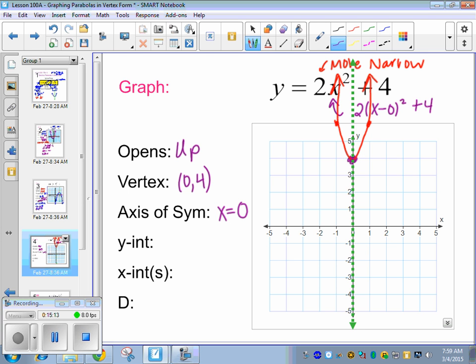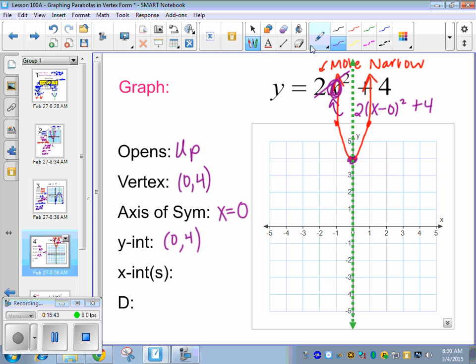X equals 0 right now, right? Do we have any x-intercepts? No, no x-intercepts. Do we have a y-intercept? Yeah, right? We have a y-intercept. So Zach, what would the y-intercept be? 0, 4, right? Same as the vertex. All we did was move up 4 and it crosses the y-axis here, so my y-intercept is 0, 4. You could also get 0, 4 if you plug 0 in for x, you get 4, right?